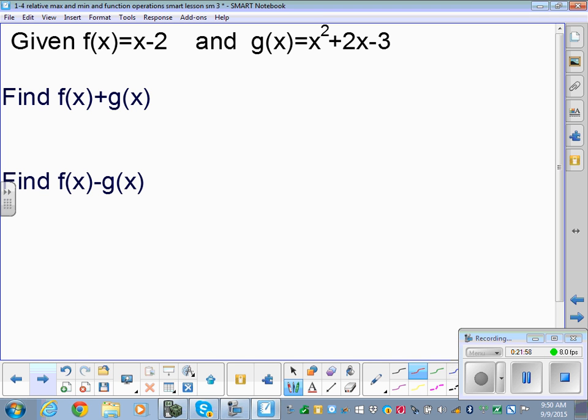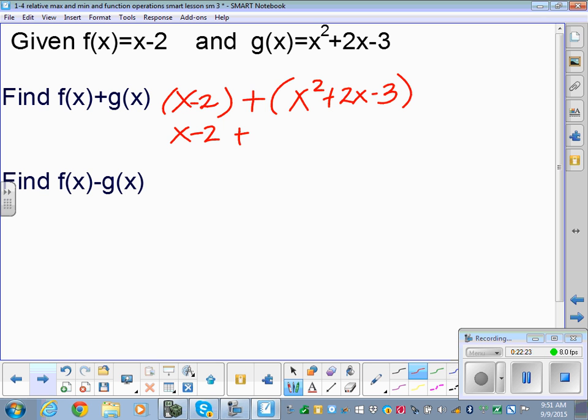So f of x plus g of x. So looking at this, f of x is x minus 2. So we have x minus 2. And then we're going to add that to g of x. So add to x squared plus 2x minus 3. Now with addition, notice, don't let the parentheses throw you off. I'm just showing I'm adding all of f of x to all of g of x. With addition, those parentheses don't matter because we can add these in any order. So I'm just going to drop them off. X minus 2 plus x squared plus 2x minus 3.